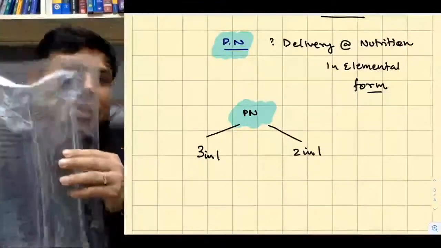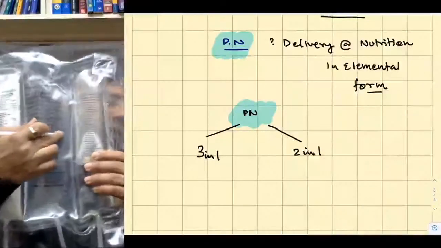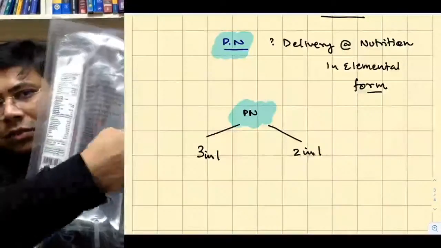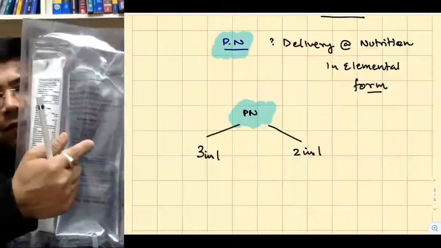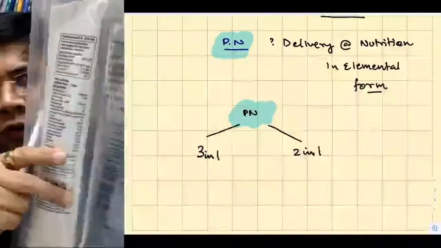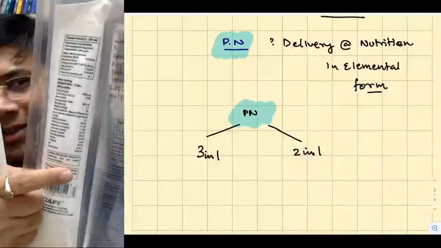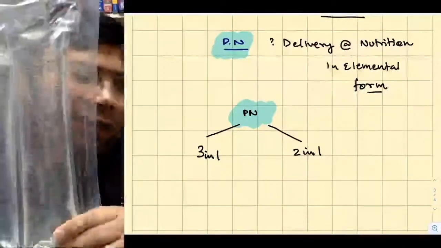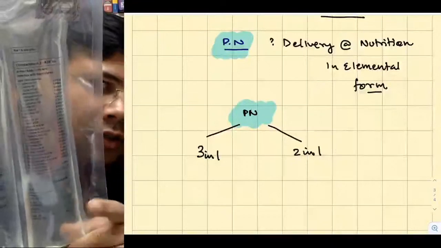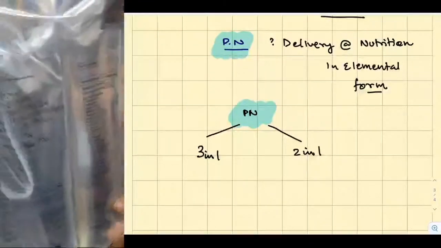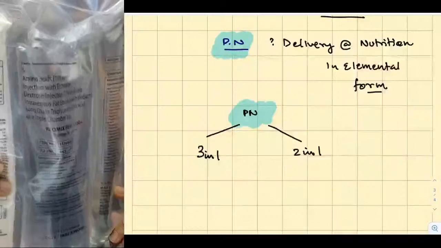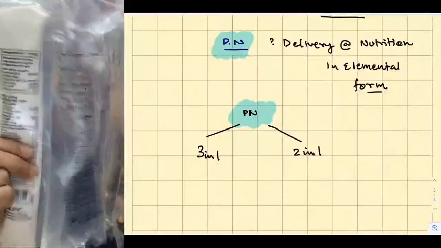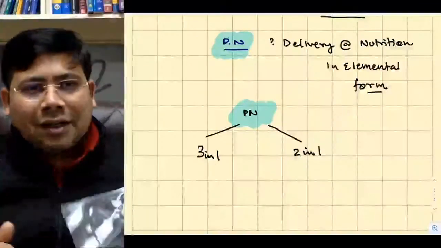Can you see there are three chambers? This is one chamber, then this is one, and then this is another. So there are three chambers. If I show you one by one, this white part is the lipid part. This is the carbohydrate part. And see this part, what is written? Yes, amino acids. So this is protein. This is the dextrose injection, and this is the lipid part, the fat emulsion. So this is what a classical 3-in-1 is.